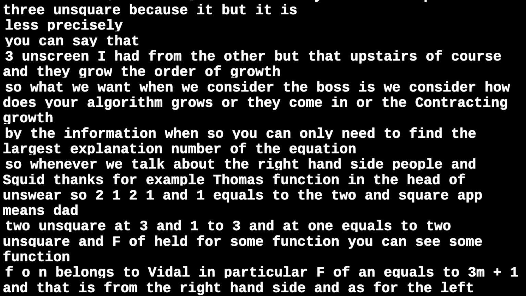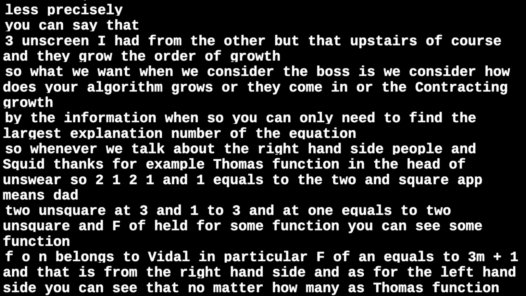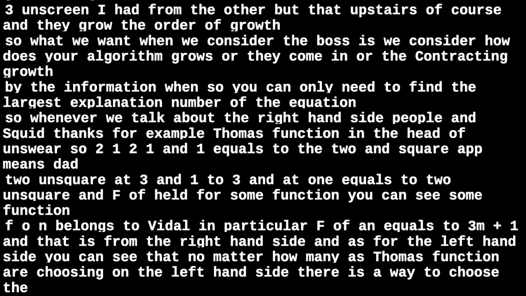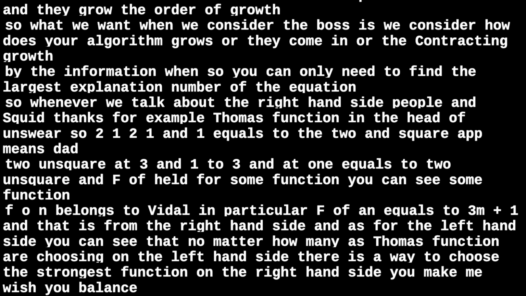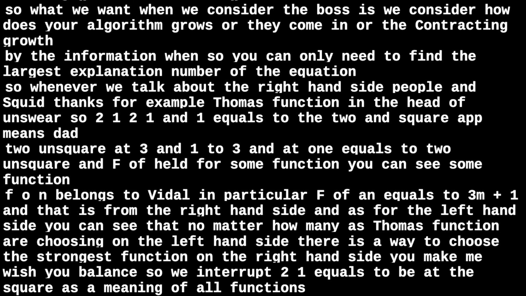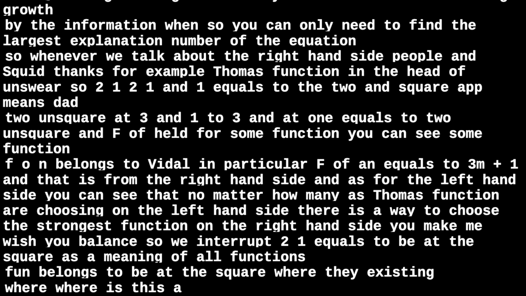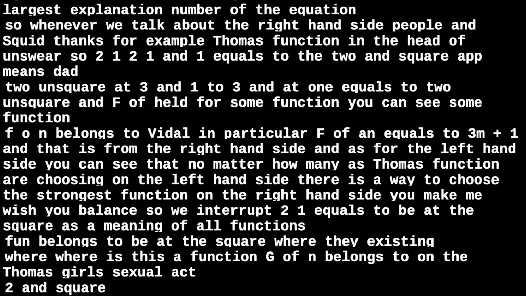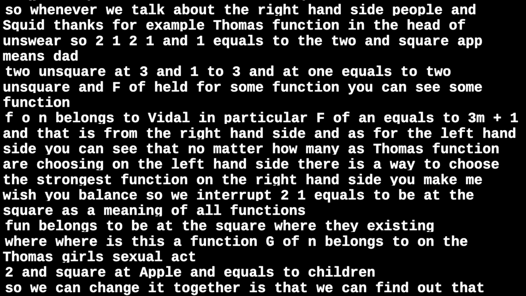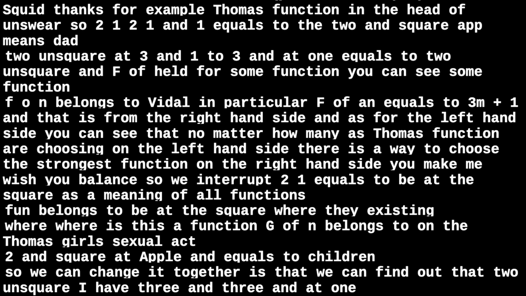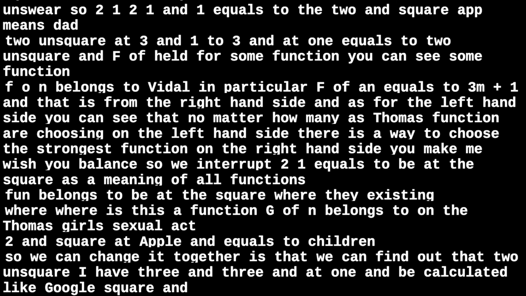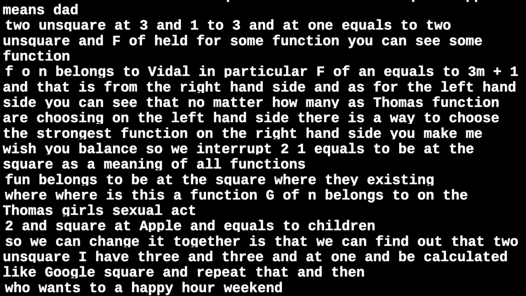As for the left-hand side, no matter how the anonymous functions are chosen on the left-hand side, there is a way to choose the anonymous function on the right-hand side to make the equation valid. So we interpret 2n squared plus theta of n equals theta of n squared as meaning that for all functions f of n belonging to theta of n, there exists a function g of n belonging to theta of n squared such that 2n squared plus f of n equals g of n. Putting it together, 2n squared plus 3n plus 1 can be written as 2n squared plus theta of n, and then 2n squared plus theta of n is equal to theta of n squared.